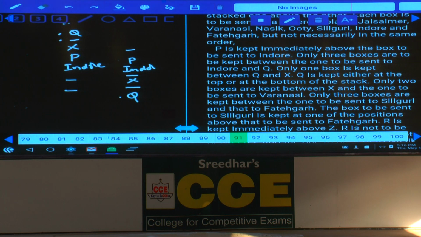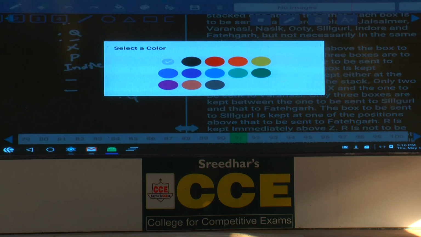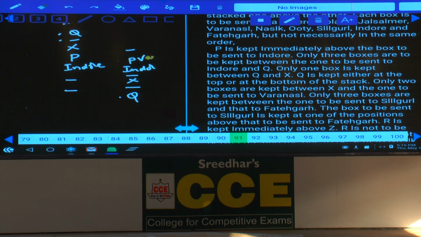Only two boxes are kept between X and Varanasi. Between X and Varanasi there must be exactly 2, 1, 2. Hence in this case, this P box is to Varanasi, isn't it? Only two boxes are between X and Varanasi, and the box that is to be sent to Varanasi must be at this place, second from the bottom. And next one.